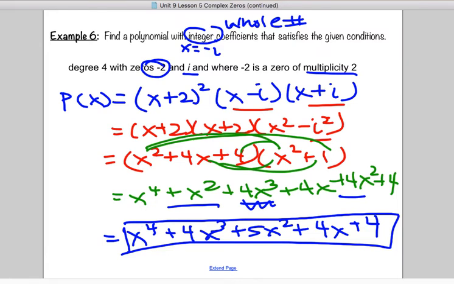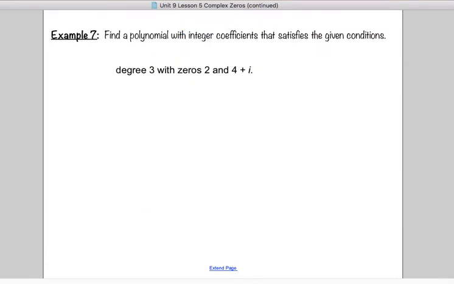Example 7, last one. Find a polynomial with integer coefficients that satisfies the given condition. So it tells me degree 3, and my zeros are 2 and 4 plus i. Well, if 4 plus i is a 0, so is the conjugate, 4 minus i. So I have 1, 2, 3 zeros. So let's set it up.